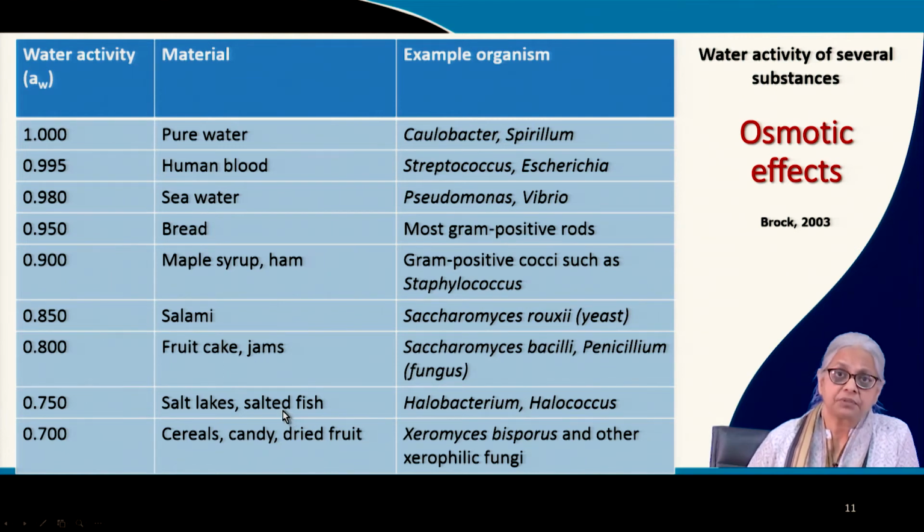Salt pans, we have seen that you can have bacterial growth under salt pan like conditions. So the water activity in salt lakes, in salted fish, in salt pans can be very low, which means the ionic strength or the salt concentration is very high. So that is 0.75. You get Halobacterium, Halococcus. I'll come back to this point again. And you can see dry fruits, cereals, candies, they have very low moisture content. The water activity is as low as 0.7, and there are fungi and bacteria that can survive under these conditions as well.